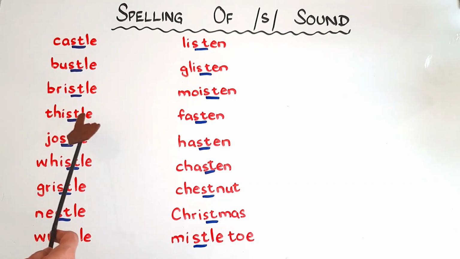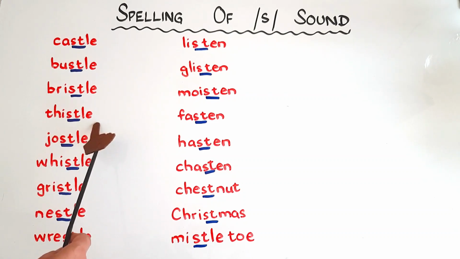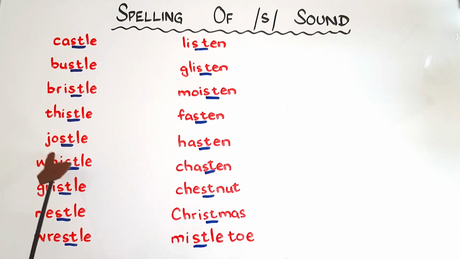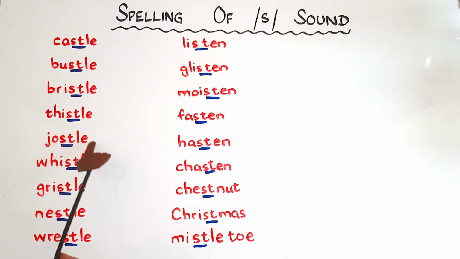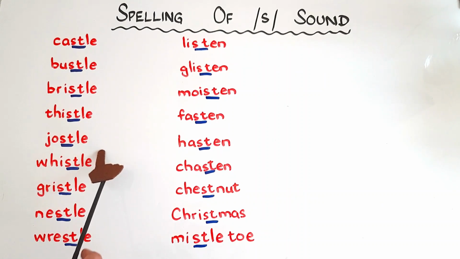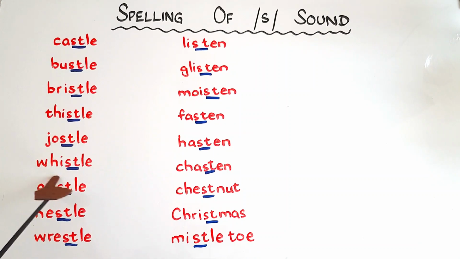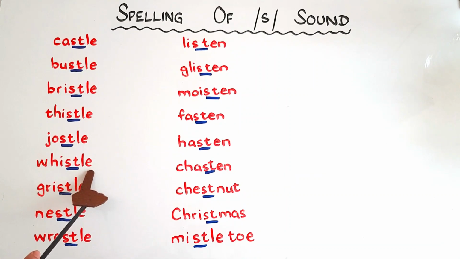Then the word is thistle. Thistle is a name of a plant. Then we have the word jostle. Jostle means in a hurry. The next word is whistle. It's a sharp, high-pitched voice that you can take out from your mouth. Then we have the word gristle. Gristle is a bone, a soft bone like the cartilage, the bones of our ears.